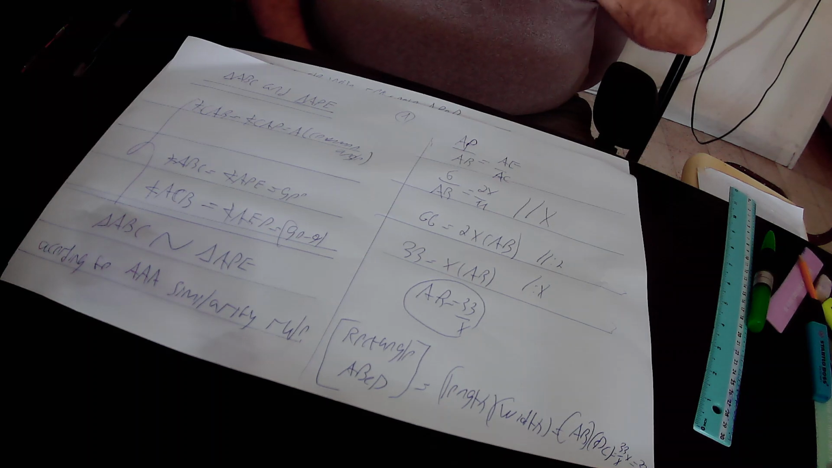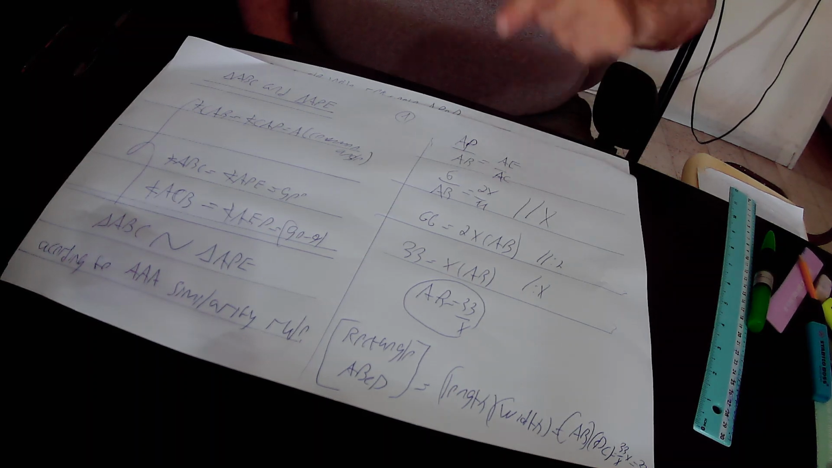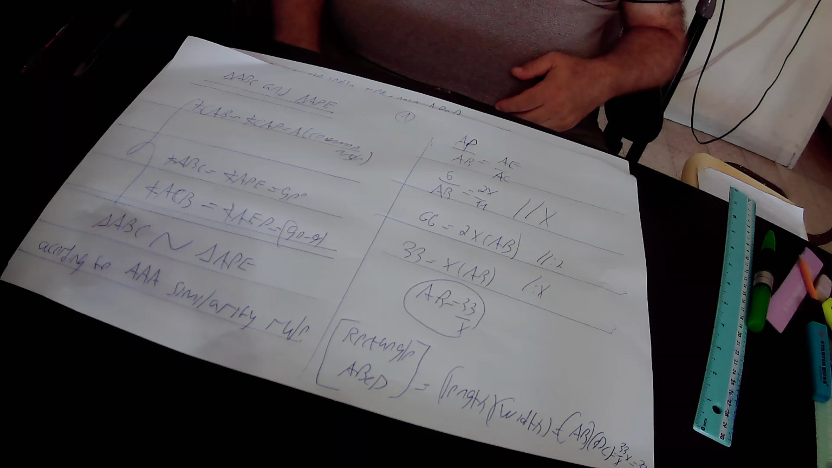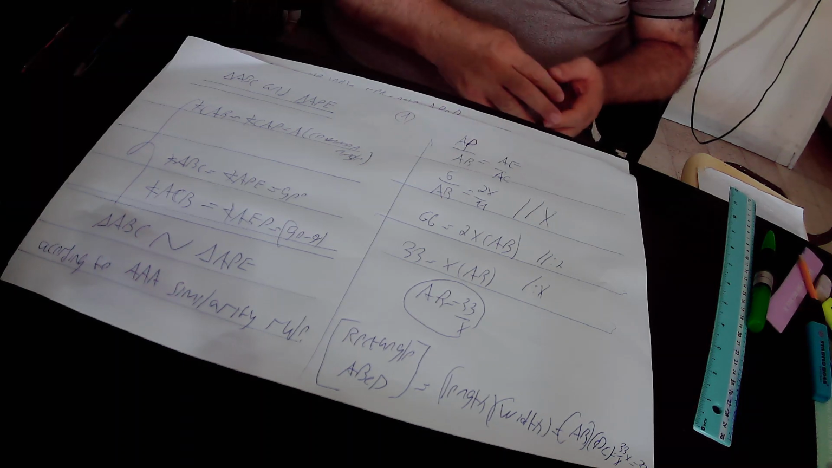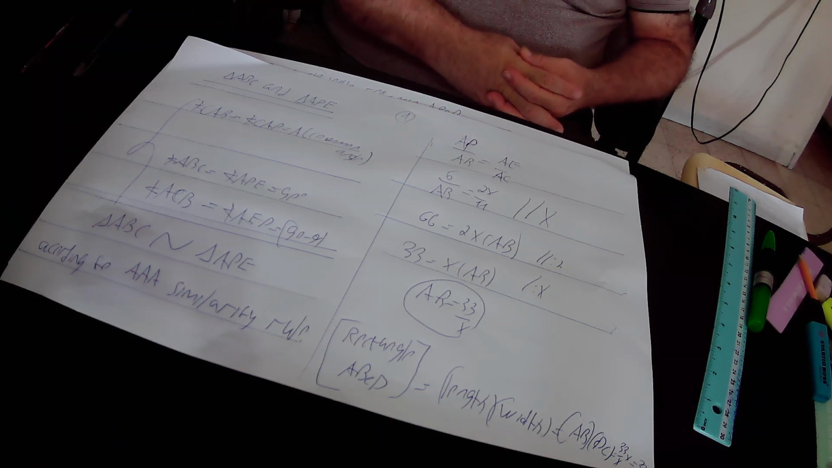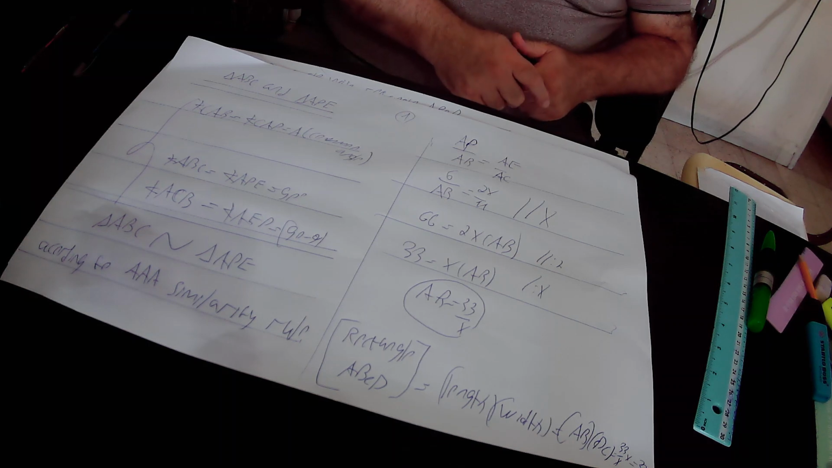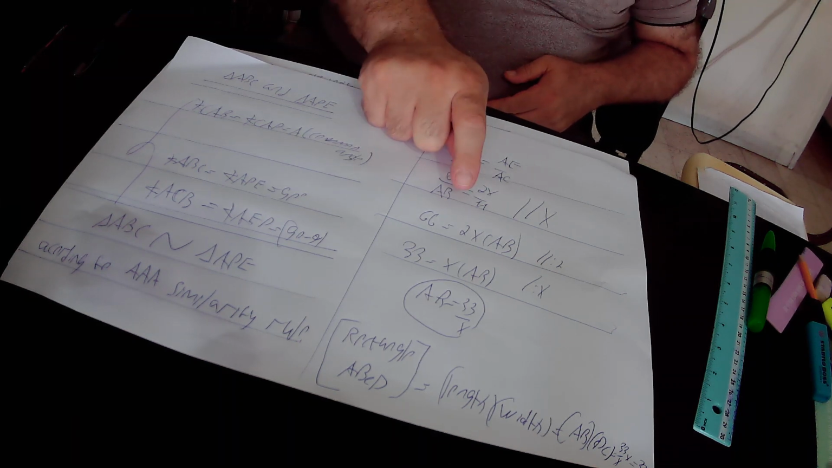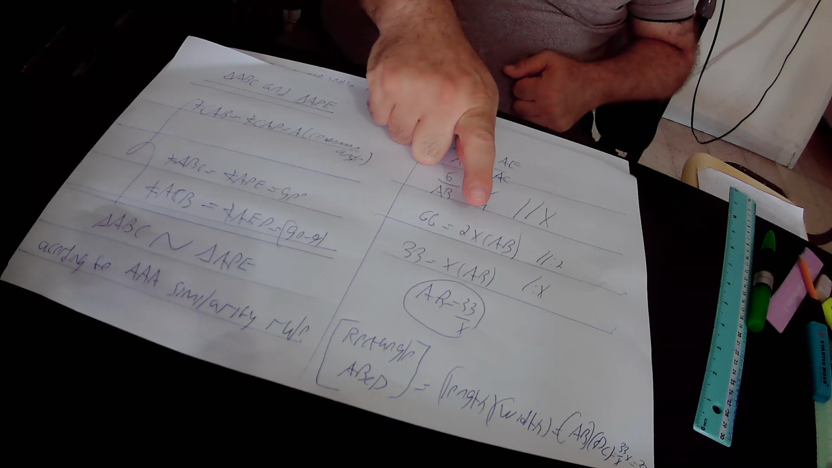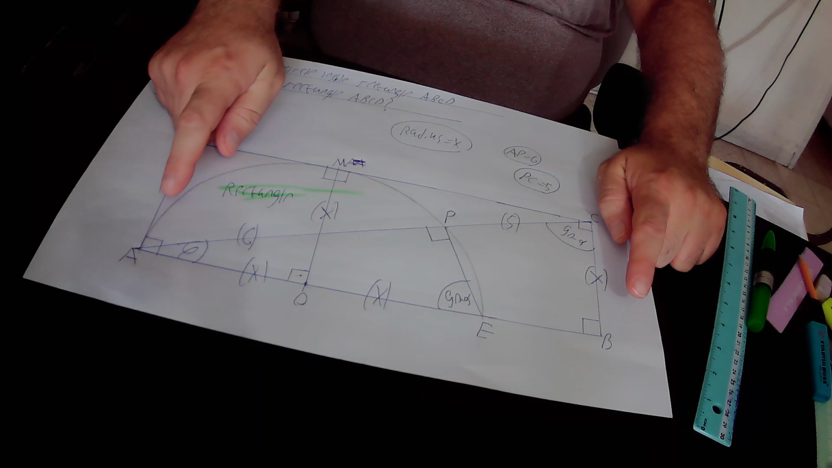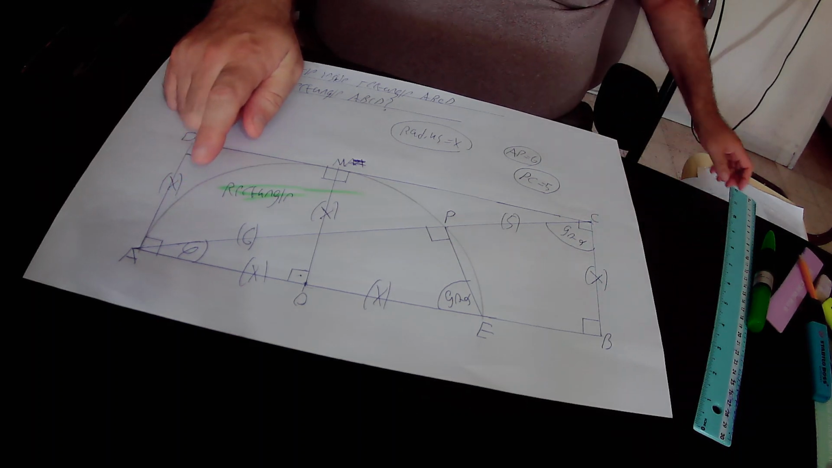So in total we find out that 6 over AB equals 2x over 11. Here we cross multiply this equation and find out that 6 times 11 is 66 equals 2x times AB. Here we divide this equation by 2 and find out that 66 over 2 is 33. So 33 equals x times AB. Here we divide this equation by x and find out that AB equals 33 over x. So side AB of rectangle ABCD is equal to 33 over x units in its length.